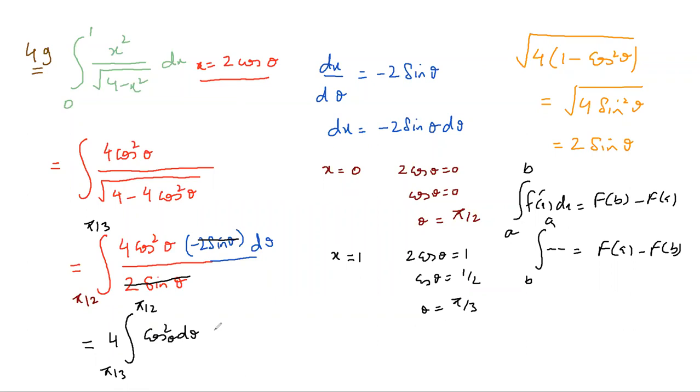You people know how to integrate this cos square theta. In fact, we should be wise enough now to write it as 2 here and 2 here. Remember that your 2 cos square theta is 1 plus cos 2 theta. Gosh, all of you remember all these identities and see how easy all of this work becomes. Okay, so now this is going to be 2 into limit from pi by 3 to pi by 2.